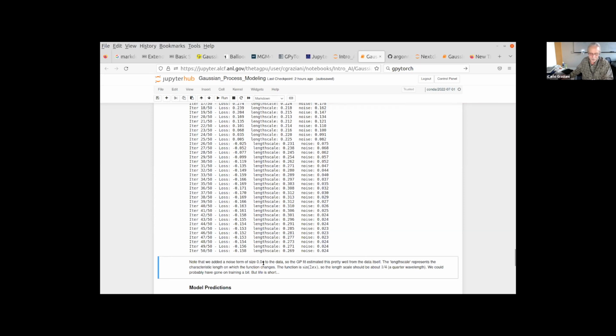We added a noise term on the order of 0.04. It got within range; maybe it dropped a little below that, or overshot it a little bit.